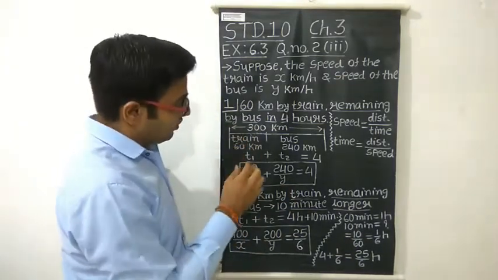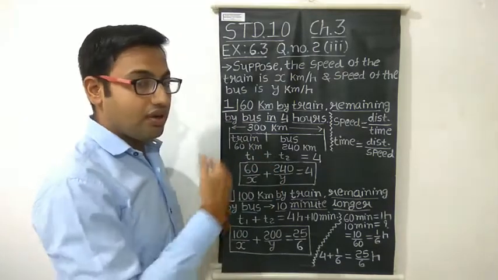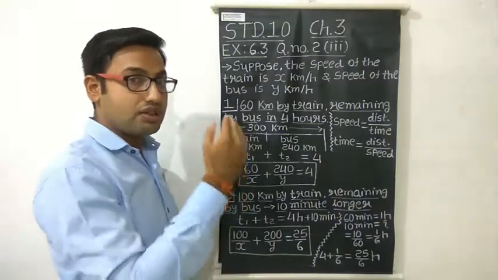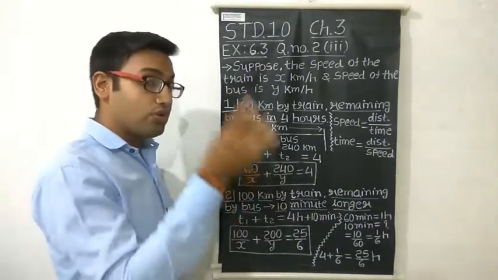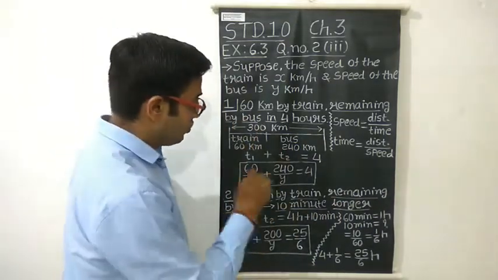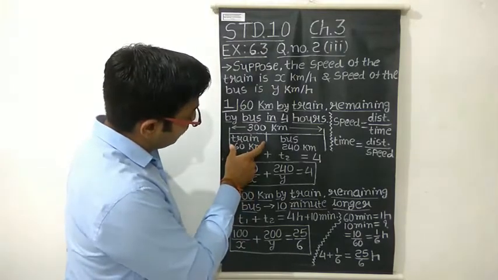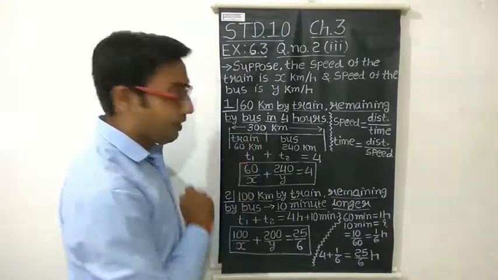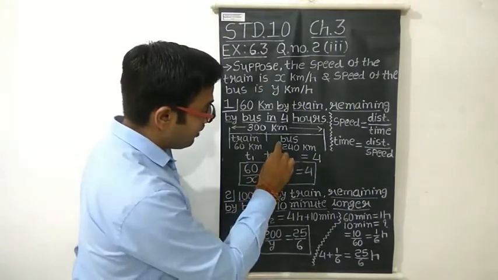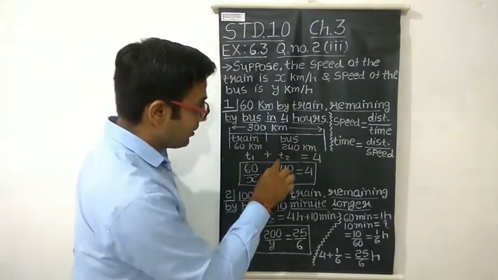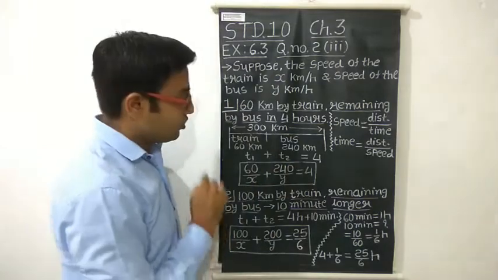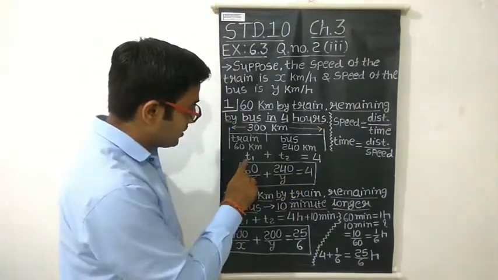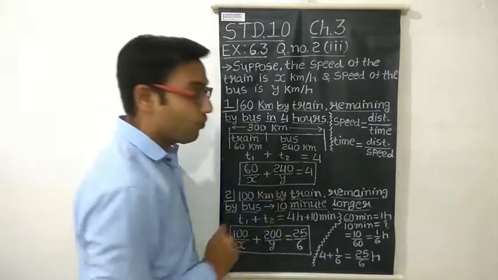So to make the equation, on both the left hand side and right hand side, we have to put the time. But the time is also in hours. So let's suppose to travel 60 km by train she takes t1 time, and to travel 240 km by bus she takes t2 time. So the total timing is 4 hours. So the first equation is t1 plus t2 is equal to 4.